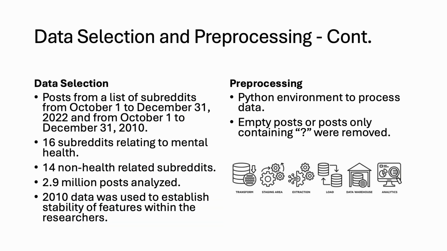As far as the actual data selection, the researchers chose posts from a list of subreddits from October 1st to December 31st, 2022, and from that same time frame in 2010. They chose 16 subreddits related to mental health and 14 subreddits that were non-health related. It comprised 2.9 million posts that were taken and analyzed. And the main reason that they used the 2010 data was to establish stability of features within the research.